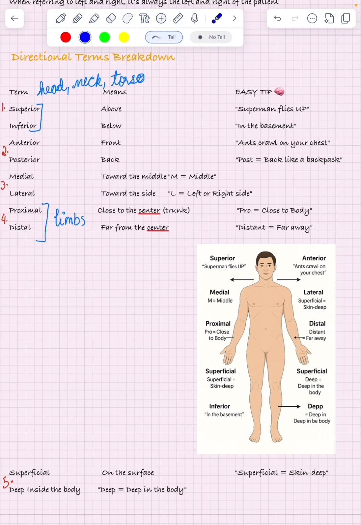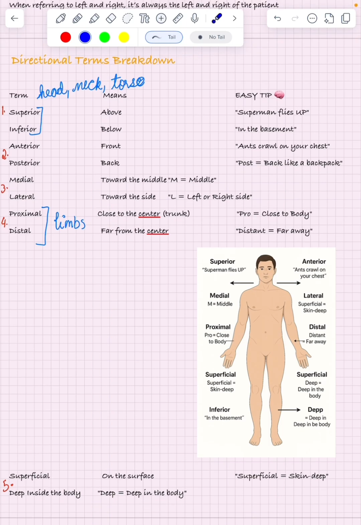So number 2 is anterior and posterior. Anterior means in front of, posterior means at the back. For example, the nose is anterior to the ears, means the nose is more at the front side than the ears. Posterior means behind. The back is posterior to the stomach.